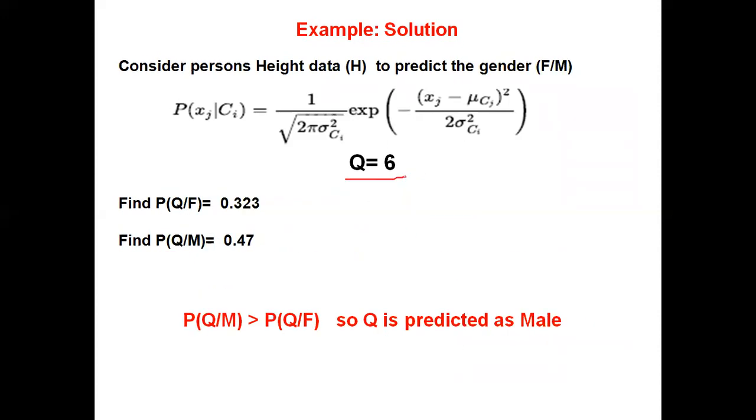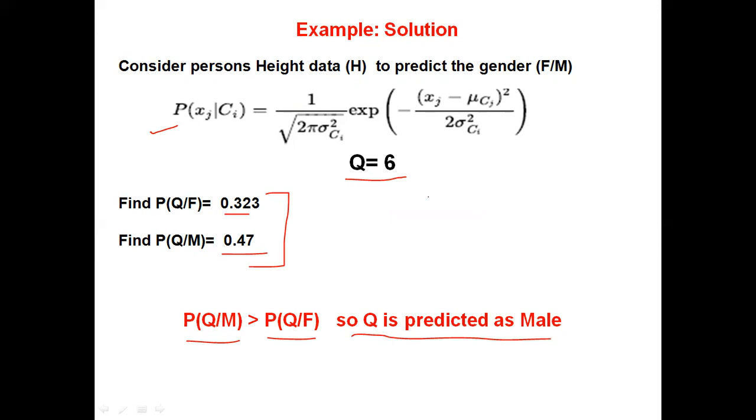Similarly, we can calculate for the query 6. If my query point is 6, you can calculate the probability using this formula. After solving the equation, we get the probability of 6 for the female class as 0.3, and the probability of the person with height 6 for the male class label as 0.47. If you compare these, the probability of the query for the male class is greater than for the female class, so the person with height 6 is predicted as male here.